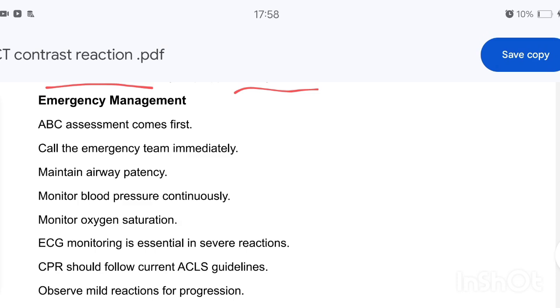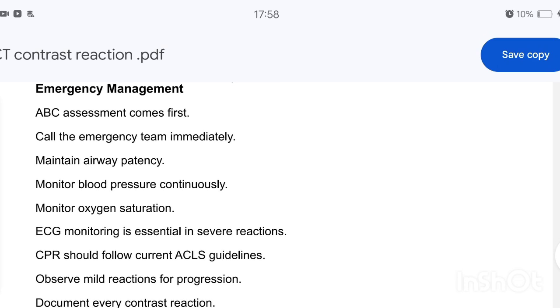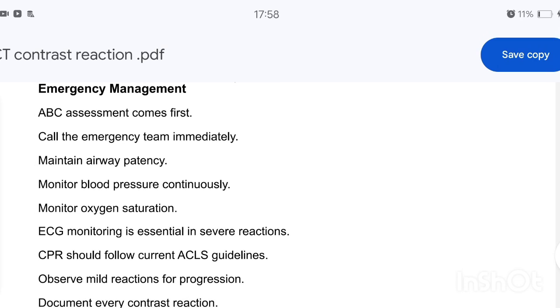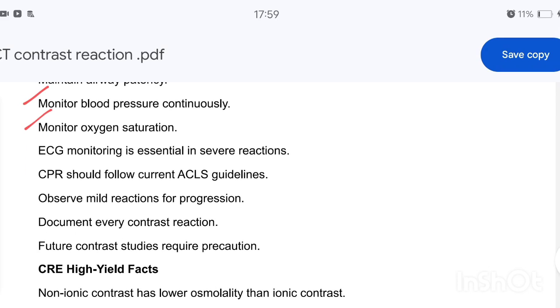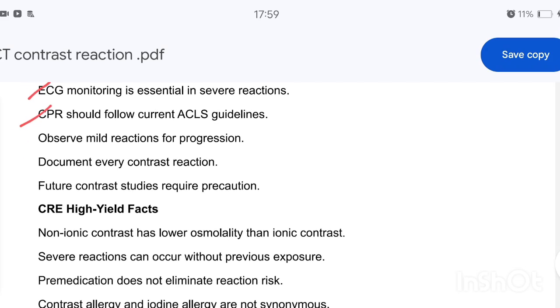Now we discuss emergency management. ABC assessment comes first. ABC means airway, breathing and circulation. Call the emergency team immediately. Maintain airway patency. Monitor blood pressure continuously. Monitor oxygen saturation. ECG monitoring is essential in severe reaction. CPR should follow current ACLS guidelines. Observe mild reaction for progression. Document every contrast reaction. Future contrast studies require precaution.